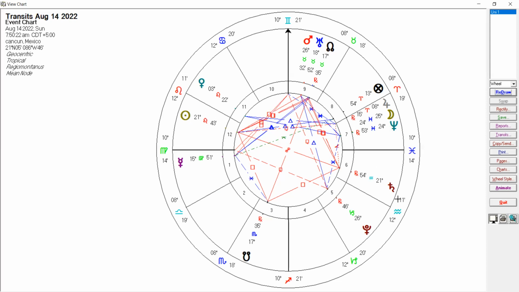The sun is at 21 degrees of Libra and 43 minutes. The thing with the circle is degrees, and the other symbol means minutes. And here once again, 21 degrees and 54 minutes.